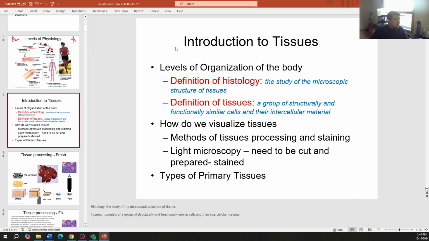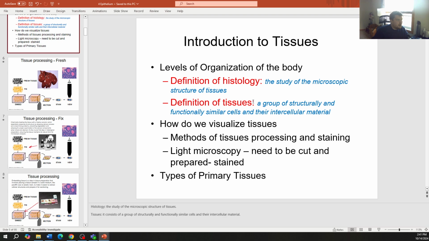Okay? So we have a couple vocab words, histology and tissue. Histology is the study of the microscopic structure of tissues. And then, of course, we have the tissues. Tissues themselves are a group of structurally and functionally similar cells, as well as their intercellular material. We'll talk about intercellular material in future courses. We will talk about, again, specific tissues as well, one of those being the more general epithelial tissue, which is what we're talking about today.